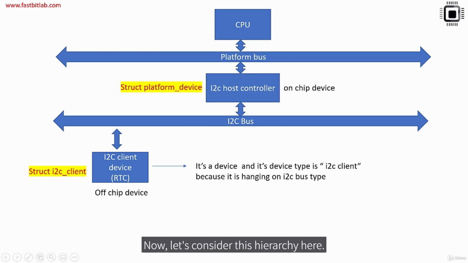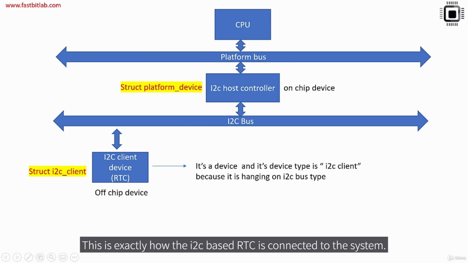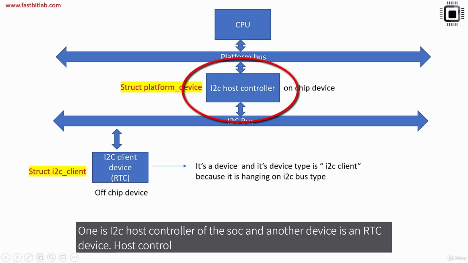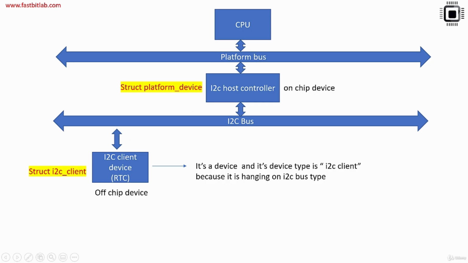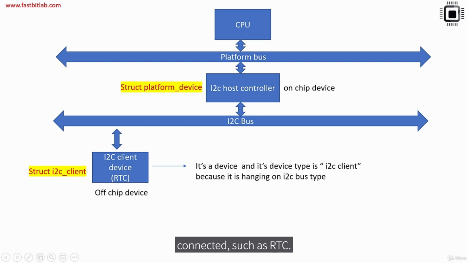Now let's consider this hierarchy here. This is exactly how the I2C based RTC is connected to the system. Here you see two devices. One is the I2C host controller of the SoC, and another device is an RTC device. The host controller device is an on-chip device, and the RTC is, let's consider, off-chip. So here the I2C host controller controls the I2C bus on which various peripheral devices are connected, such as the RTC.